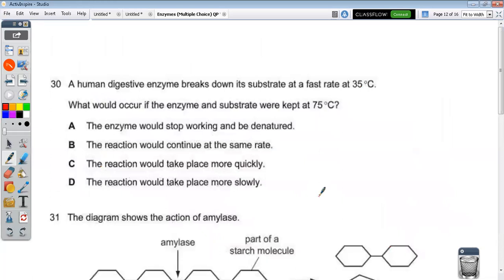Number 30. A human digestive enzyme breaks down its substrate at a fast rate at 35 degrees. What could occur if the enzyme and the substrate were kept at a higher temperature? You now know this. We denature it. The enzyme would stop working because of the very high temperature. Human digestive enzymes denature above 50.